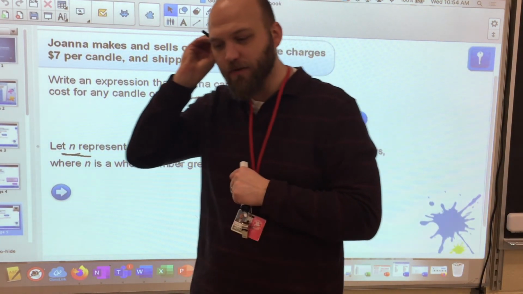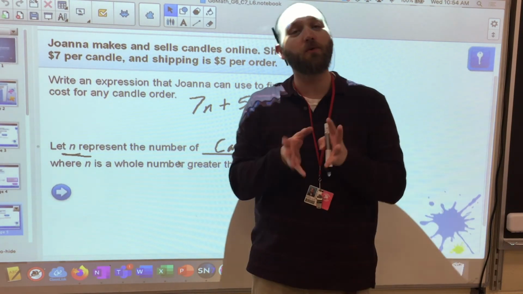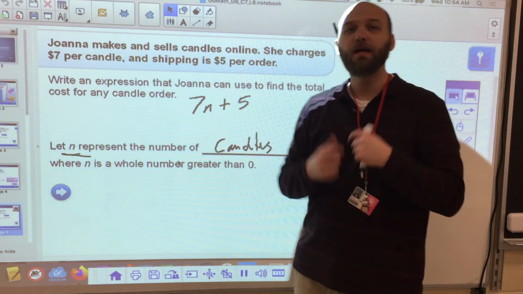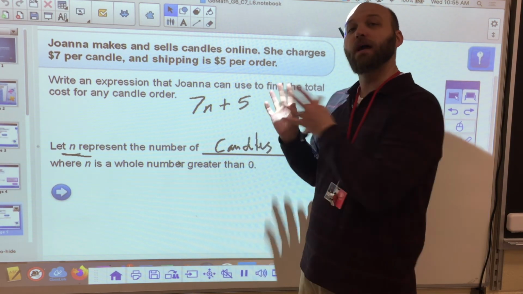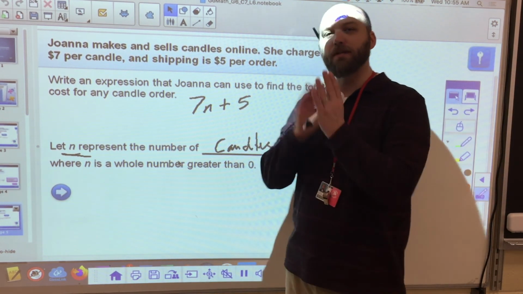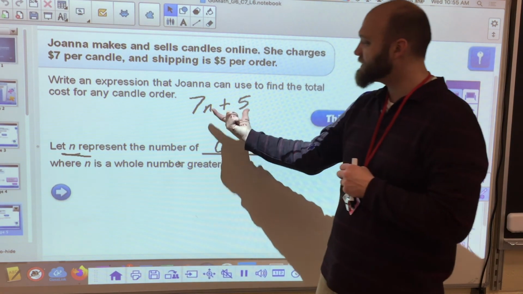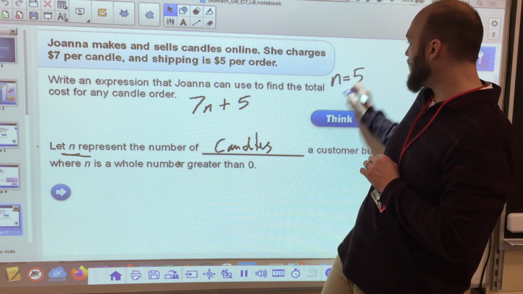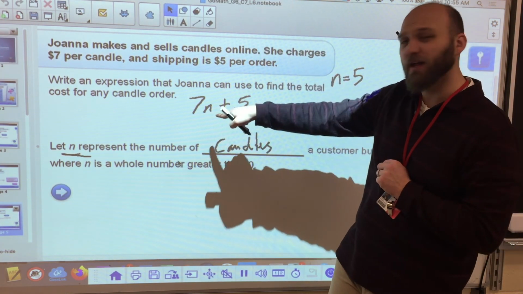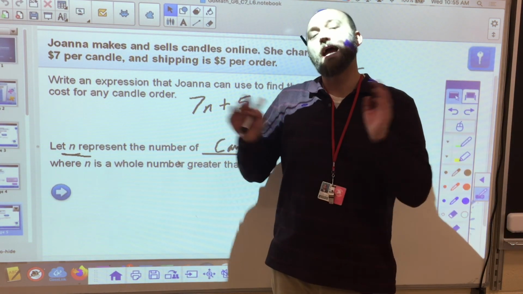So if I'm using algebraic expressions, I can take a number that I don't know yet, substitute a letter in its place, and from there, I can create an expression that will allow me to solve problems later. Take this expression, and if they tell me then that N equals 5, I can plug that in as a substitution for N and solve this.